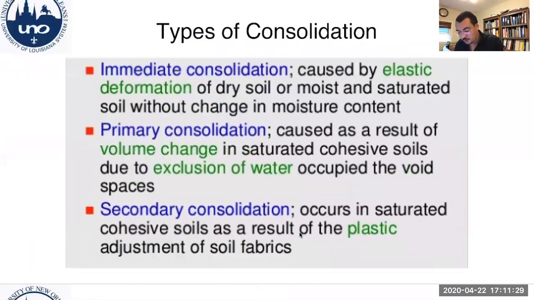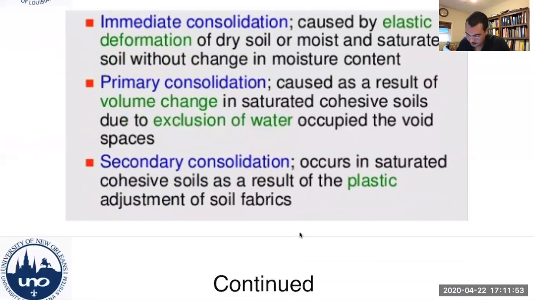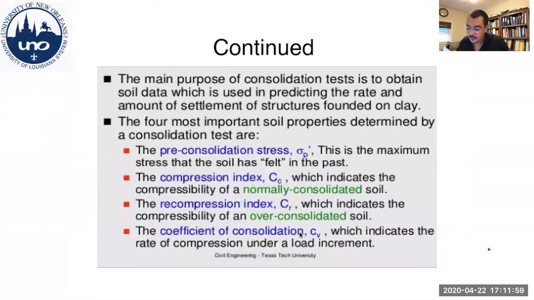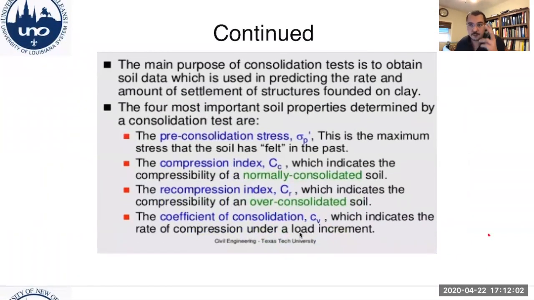Now, we talked about immediate consolidation, which is the rearranging and elastic deformation of the soil, and then primary consolidation, which is what we are interested in. That's the maximum change in volume. And secondary consolidation, which happens after primary consolidation, is adjustments of the soil fabrics. So again, we said we wanted to obtain the time rate of consolidation, so how long, and the amount.